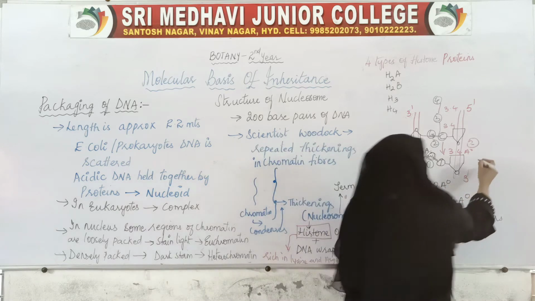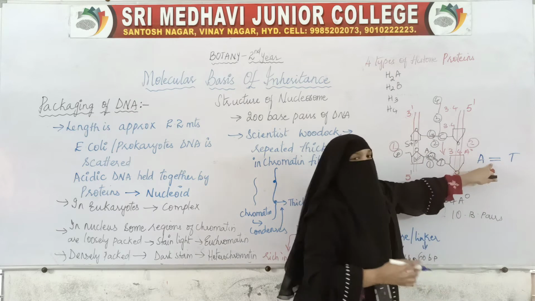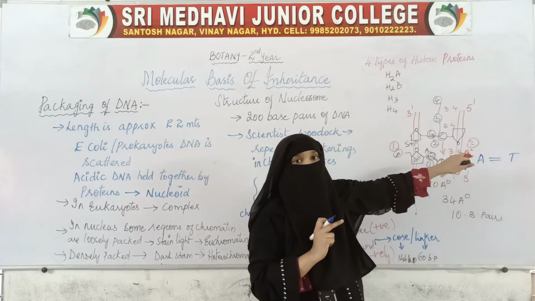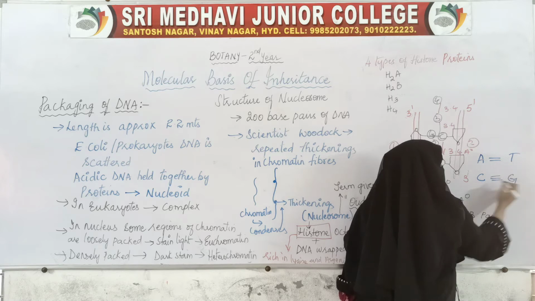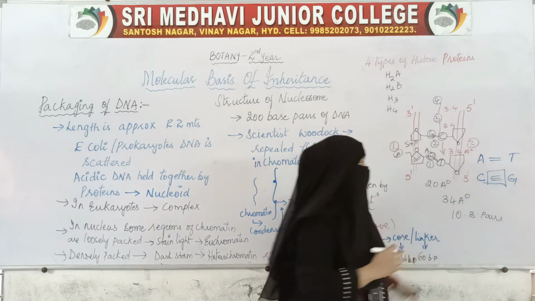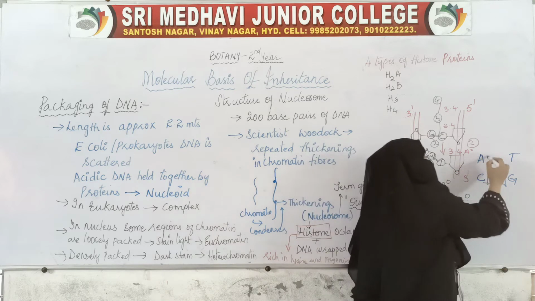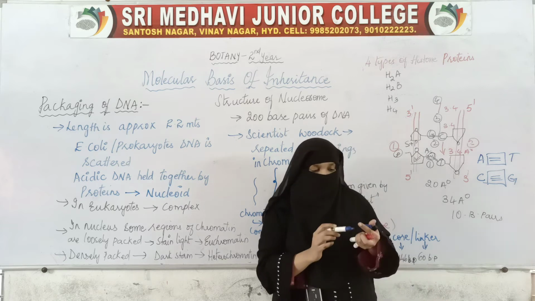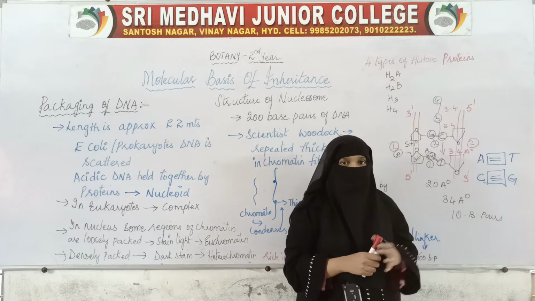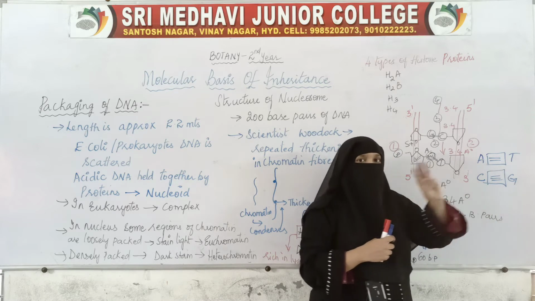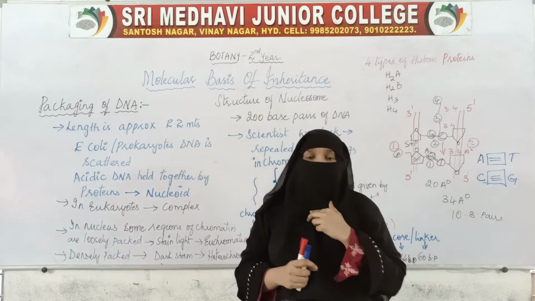Adenine always pairs with thymine, and this pairing is because of hydrogen bonds. Here there are two hydrogen bonds, and C always pairs with G with three hydrogen bonds. Adenine always pairs with thymine, guanine always pairs with cytosine. So guanine pairs with cytosine with 3 hydrogen bonds, and adenine pairs with thymine with 2 hydrogen bonds.